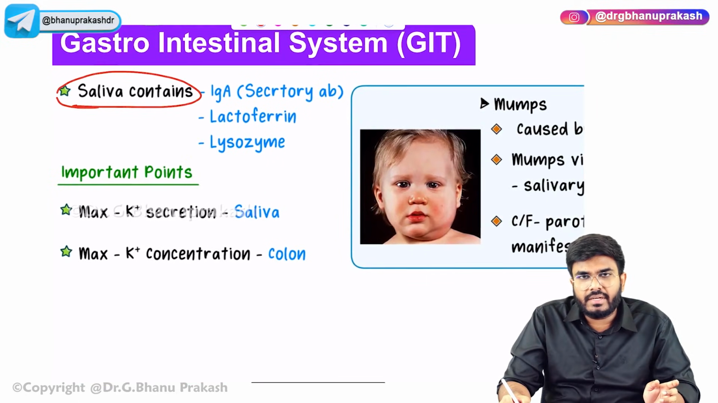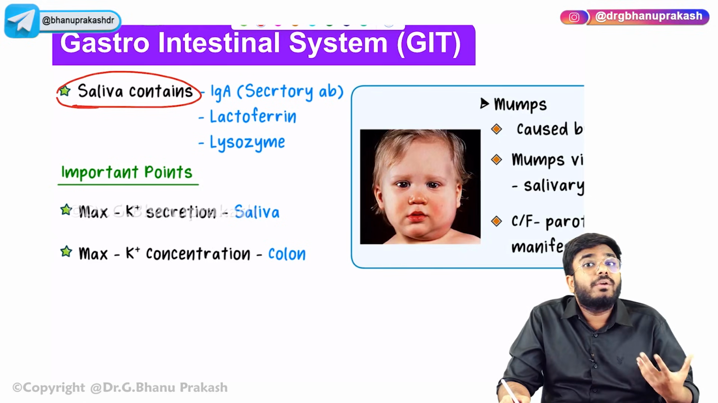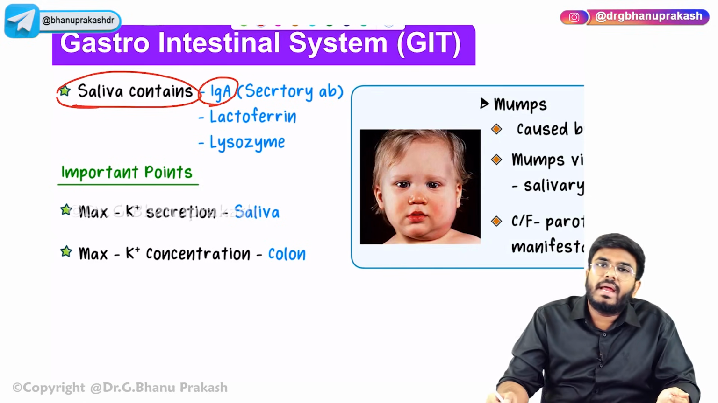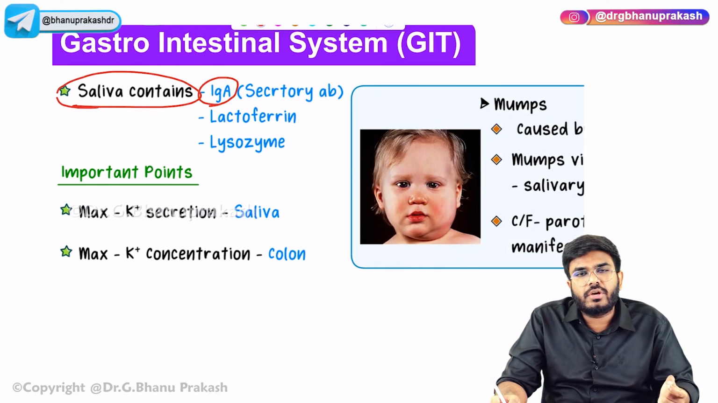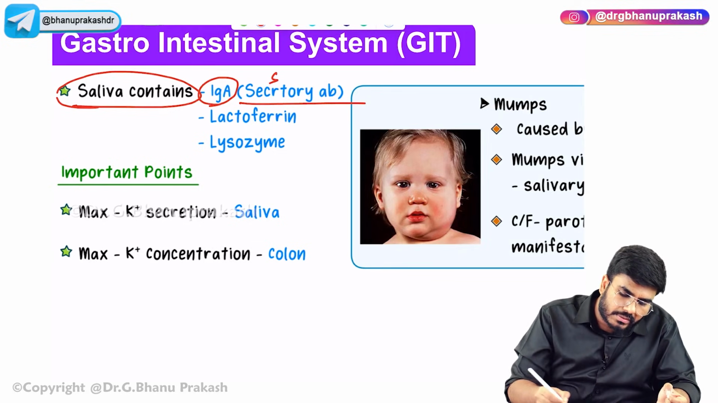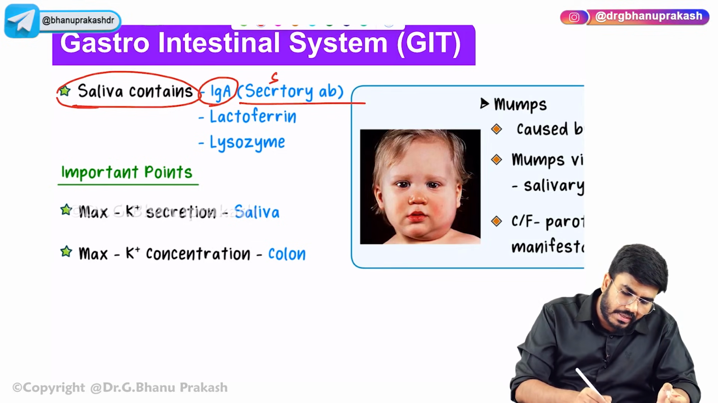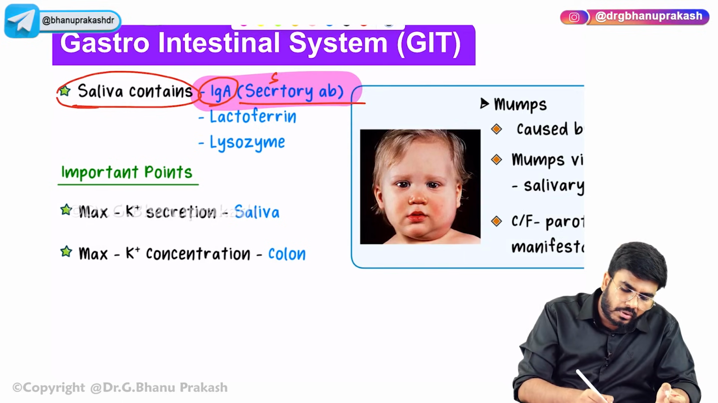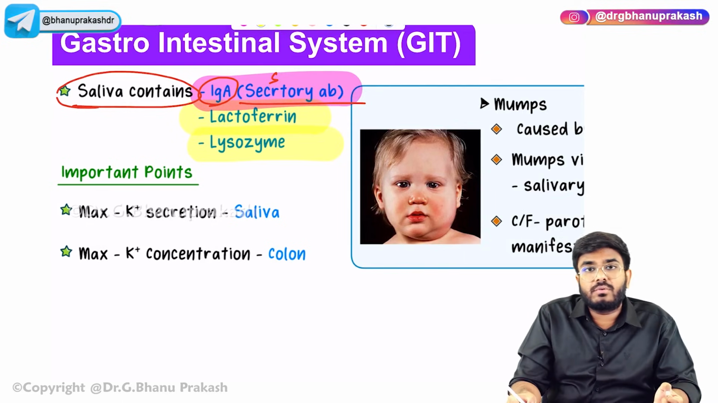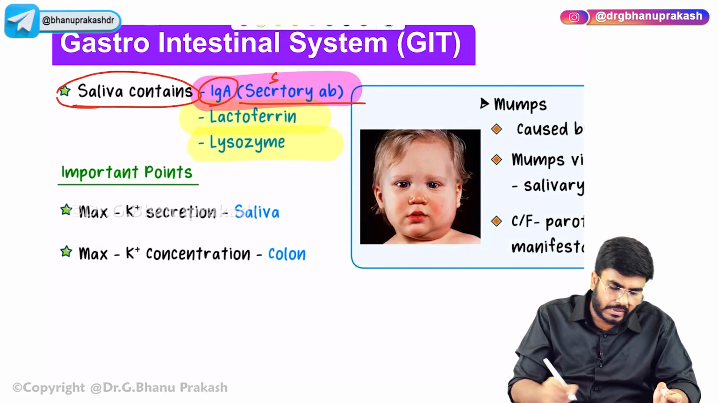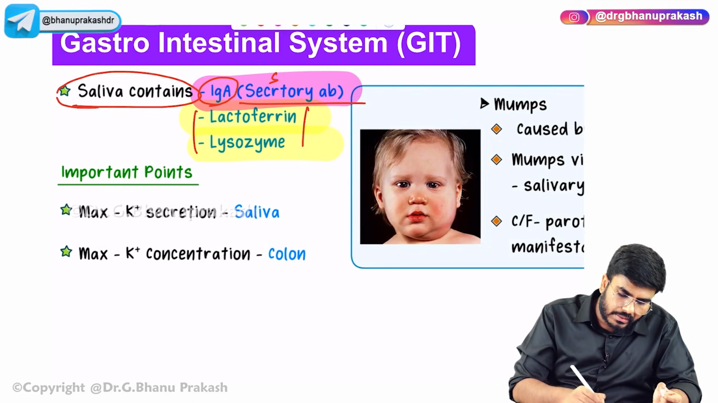enzymes for the digestive activity, it also contains certain antimicrobial things like IgA antibody. IgA antibody is also called a secretory antibody. It is present in your saliva. Not only that, your saliva contains lactoferrin and lactozyme, which are antibacterial in nature.